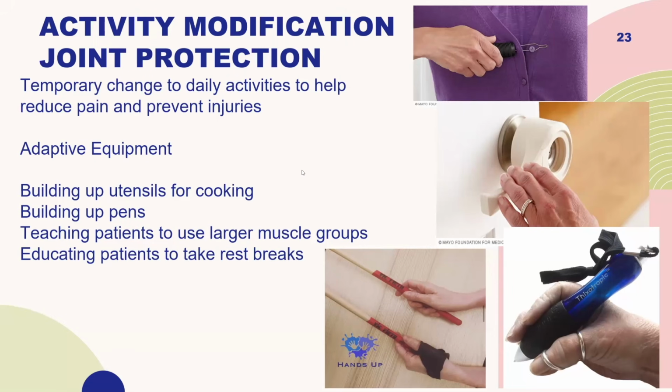The top one is a button hook. The middle one is a lever arm to help open doors. And the bottom photo is one that I actually found, and it's very similar to the figure 8 splint that we made in the clinic with a built-up pen to allow the patient to improve function.